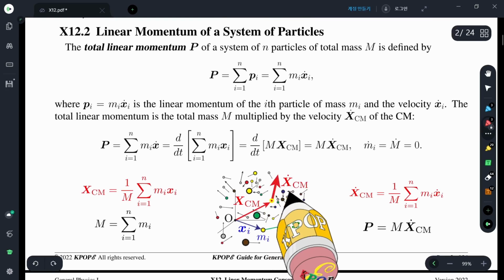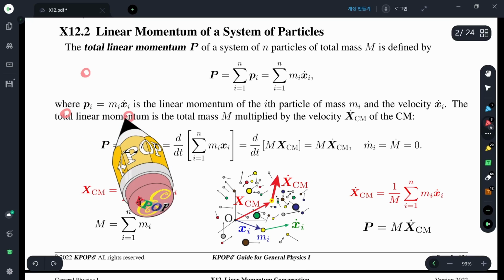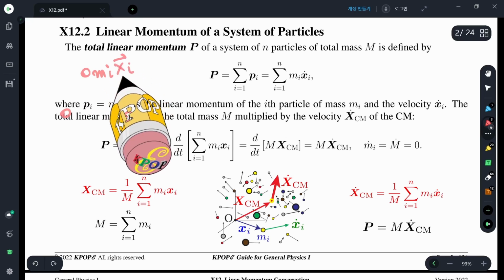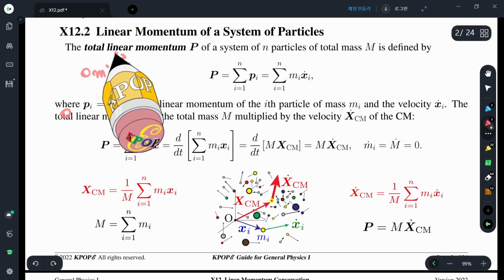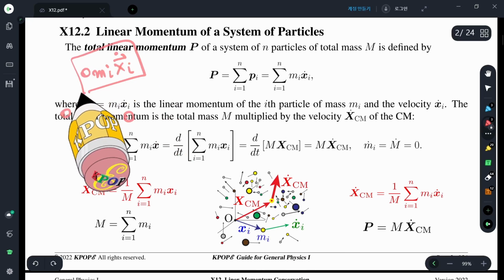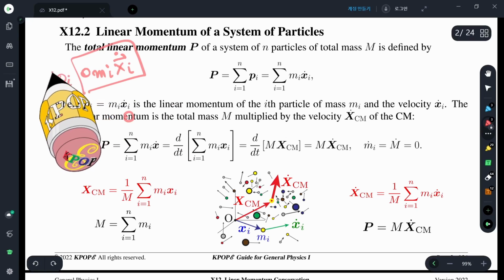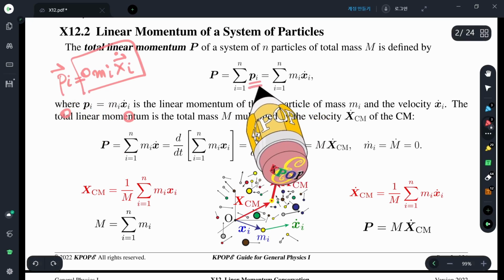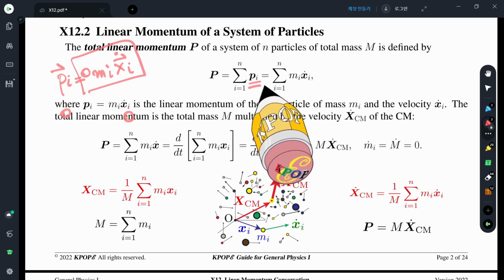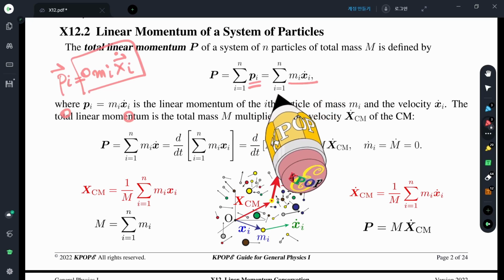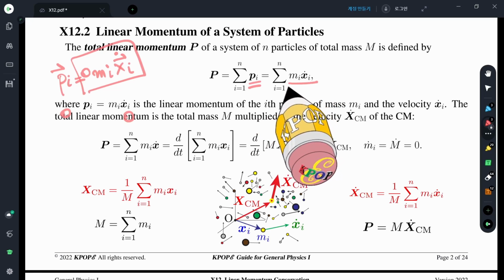Linear momentum of a system of particles. If we consider many particles, each particle has its own mass and its position. If we take the time derivative, we have the linear momentum of a single particle, that is p_i. If there are n particles, then we have to sum all of the momenta of n particles, and that is m_i x_i dot, summed over i, where i runs from 1 to n.